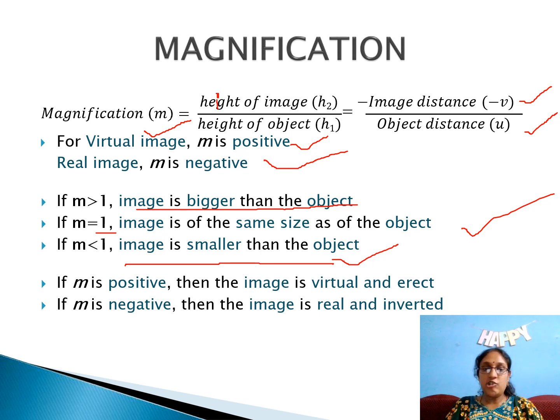The magnification is positive when your image formation is virtual and erect. And the magnification is negative when the image is real and inverted. This you have to know. That is why the magnification is taken positive when the image is virtual. When the magnification is taken negative, then the image is real and inverted. Got it? Real and inverted.